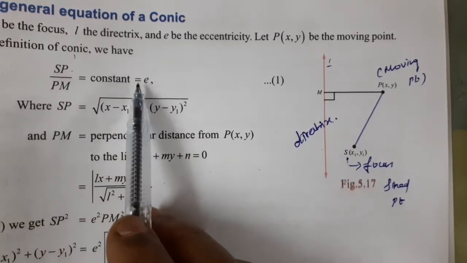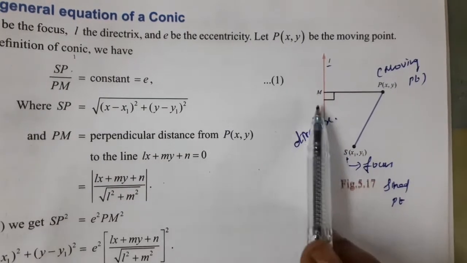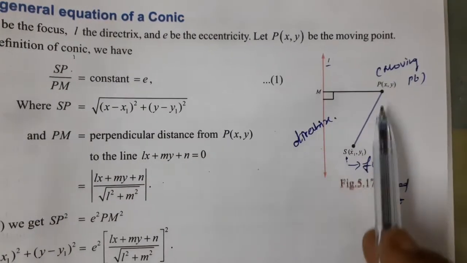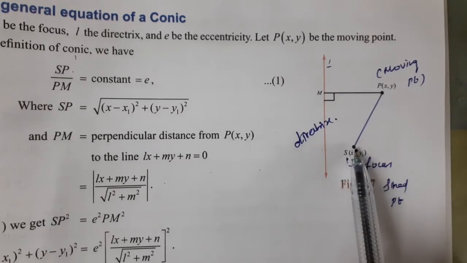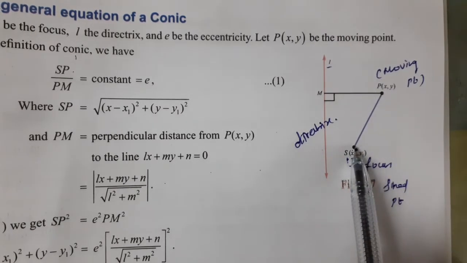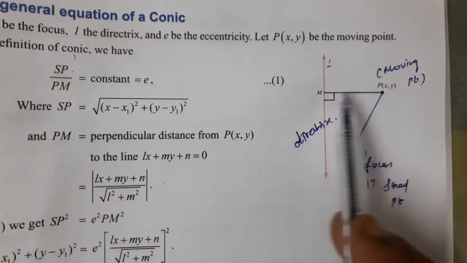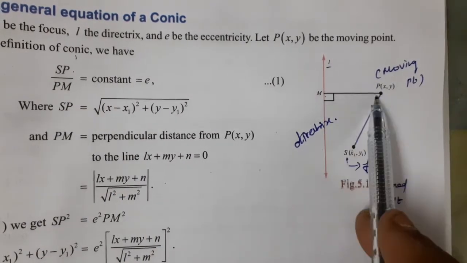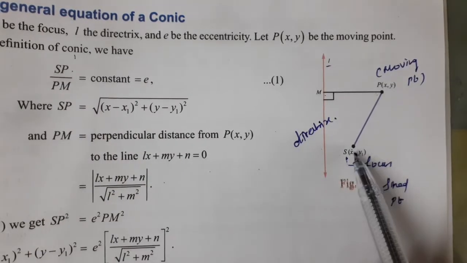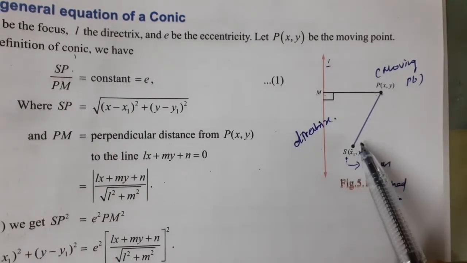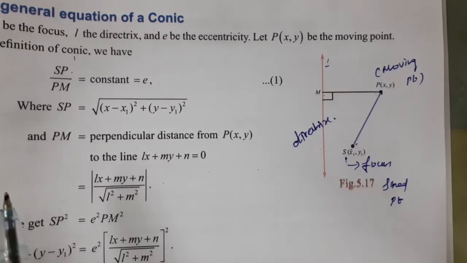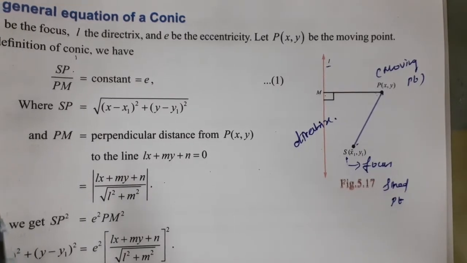what is E? E is the ratio of the distance from the fixed point S, the focus, to the moving point, that is SP, over PM, the distance from the moving point to the directrix. This is the constant line. S is the fixed point, P is the moving point.